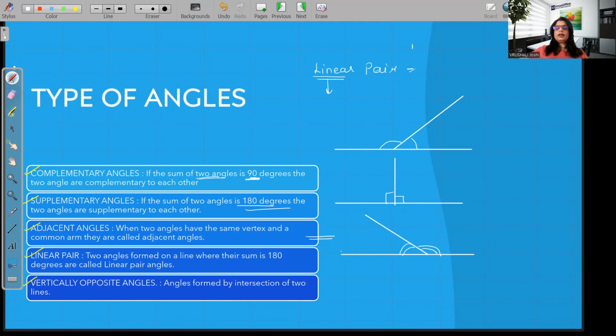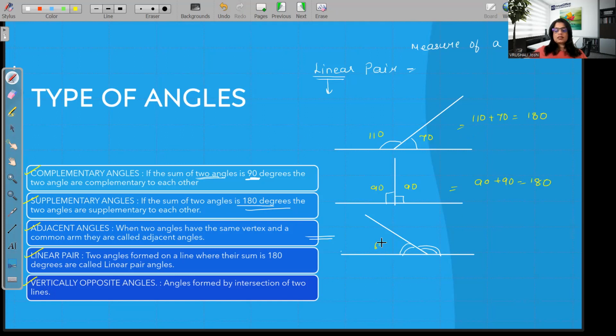Now we all know that the measure of a line is equal to 180 degrees. Measurement of one line, what do you mean by measurement? If you try to measure this entire angle, it is 180. That means if this is 110 and this is 70, then 110 plus 70 is equal to 180. Here, if this is 90 and this is 90, that means 90 plus 90 will give you 180.